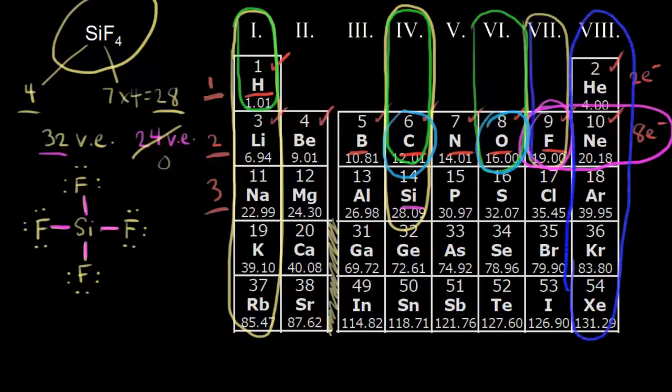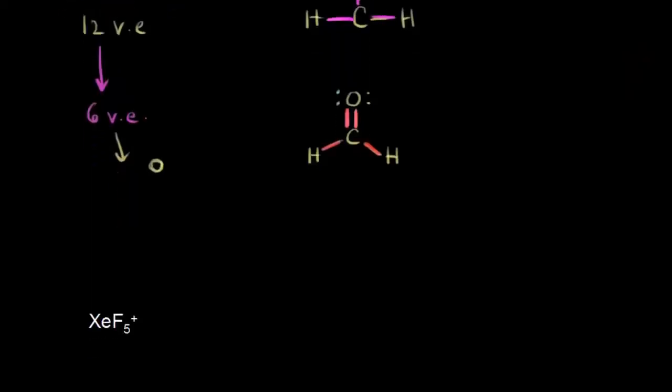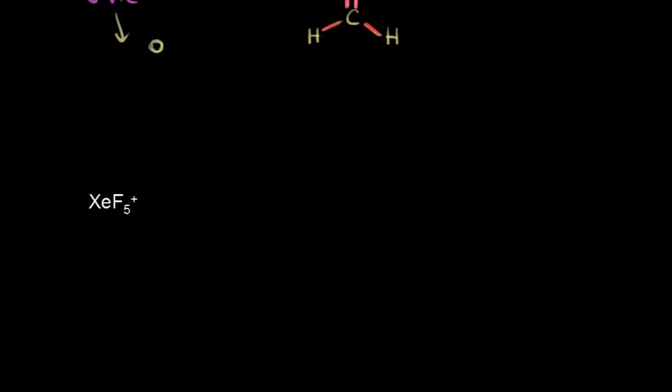And then we've seen fluorine, of course, in group 7. So let's go back down and figure out how many valence electrons we need to account for here. So we have 1 xenon, and that's 8 valence electrons. Each fluorine is 7, and we have 5 of them. So 7 times 5 is 35. So we have 35 plus 8 gives us 43.